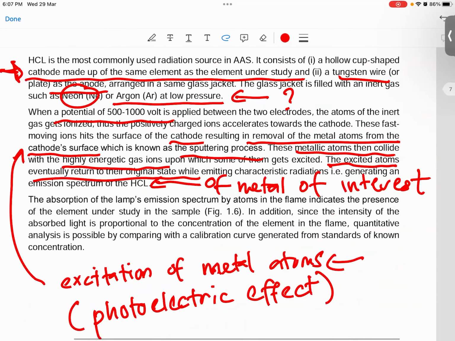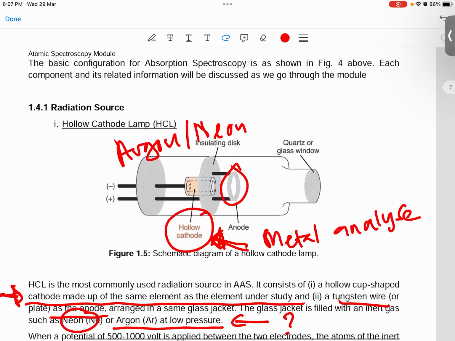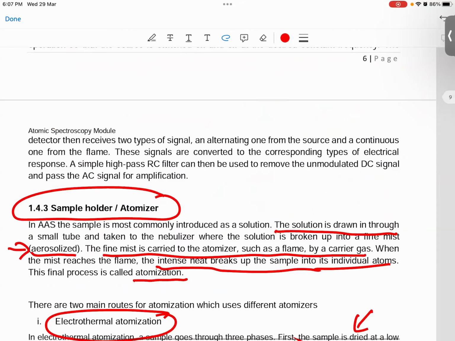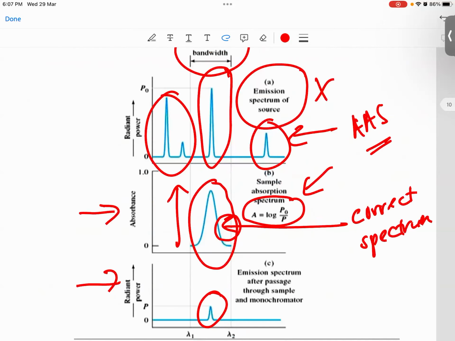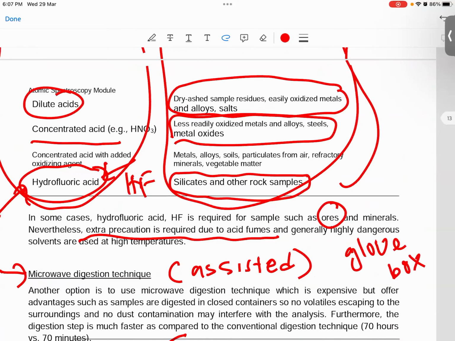For AES, usually we do not need the radiation source. We can do the things in one go on the flame, atomization and excitation in one set. I will show you later.